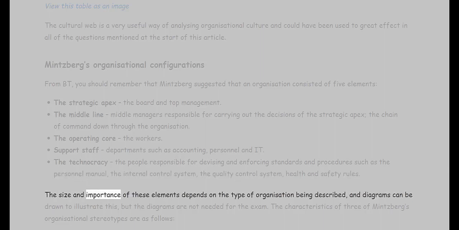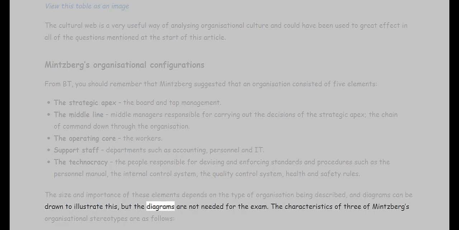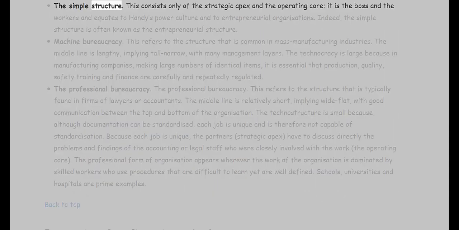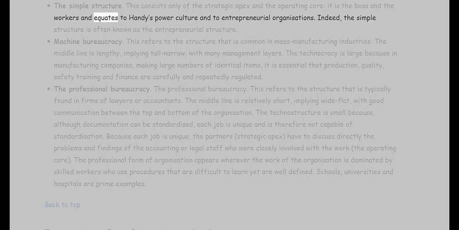The size and importance of these elements depends on the type of organization being described, and diagrams can be drawn to illustrate this, but the diagrams are not needed for the exam. The characteristics of 3 of Mintzberg's organizational stereotypes are as follows. The simple structure. This consists only of the strategic apex and the operating core. It is the boss and the workers and equates to Handy's power culture and to entrepreneurial organizations. Indeed, the simple structure is often known as the entrepreneurial structure.